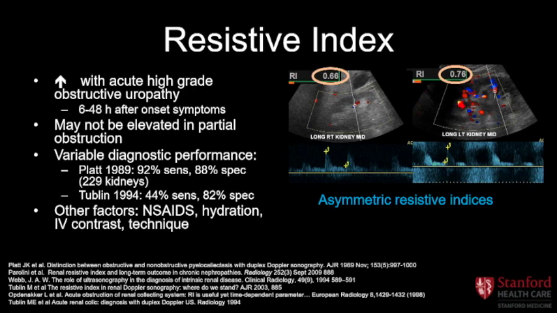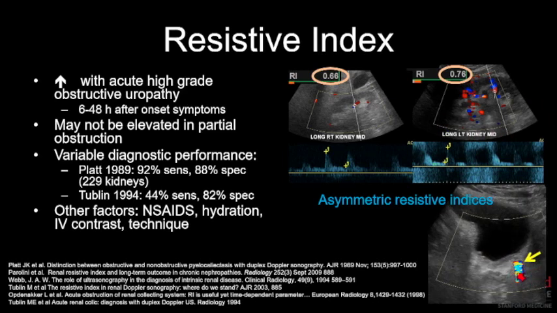In the literature, it's felt that if you have a resistive index difference of 0.06 to 0.1, that is significantly different. In this patient, the difference was caused by this UVJ stone, which you can see because of twinkling artifact, which we'll talk about next. So in the setting of hydronephrosis, the resistive index has gotten kind of a bad rap, I would say. First of all, it may not be elevated in partial obstruction, and if you have a forniceal rupture, your resistive index may also not be elevated, so it's not perfect.